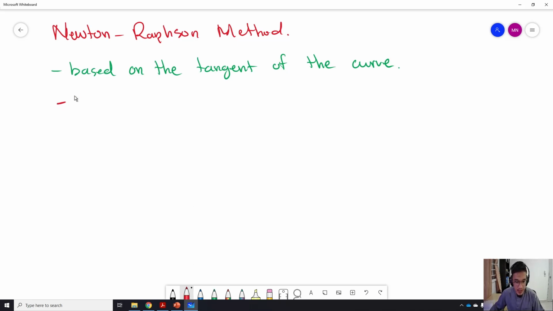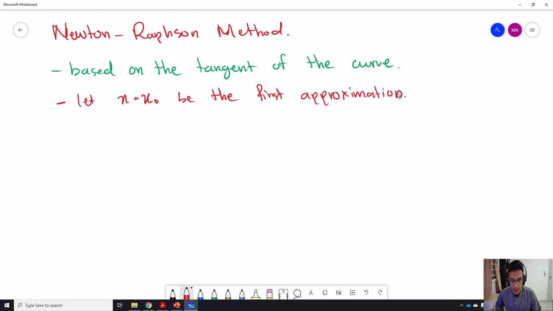And the second thing is to let x equal to x naught be the first approximation. About this, we will look at this explanation.